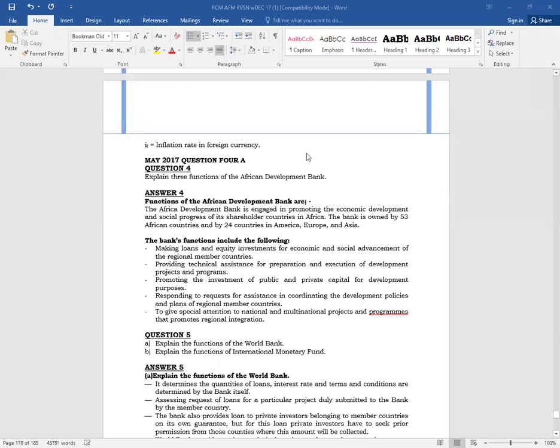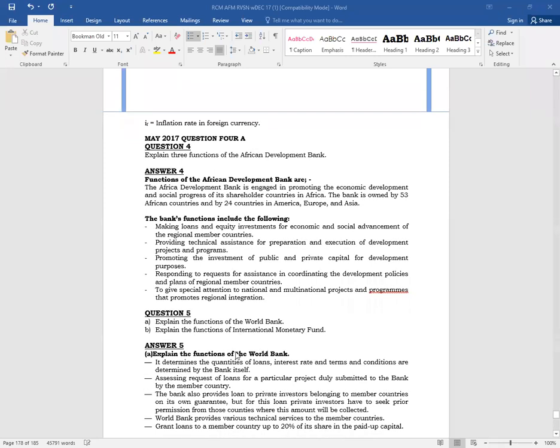All right. So the same case with the functions of the World Bank. It grants loans to a member country of up to 20%. The concept here, ladies and gentlemen, is that the World Bank will be advancing loans to member countries. It will be providing what we call technical services. When they come to guide you, chances are you will succeed, right?